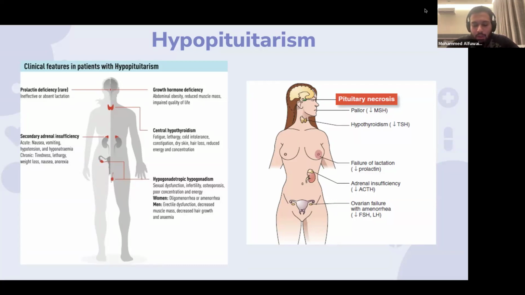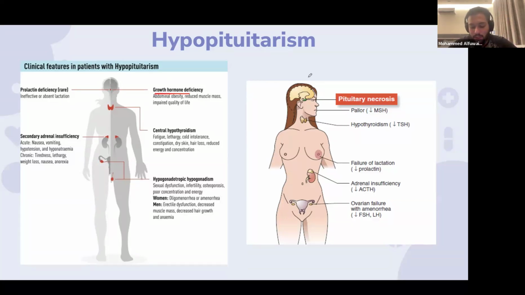Now, someone who has a pituitary adenoma can present with hypopituitarism. How? Through mass effect. The pituitary adenoma is increasing in size. It's basically damaging the surrounding tissue and surrounding cells. So this can cause hypopituitarism, which is a decrease in any of the hormones. Okay. Now you have prolactin deficiency, which is very rare. We're not going to talk about this.